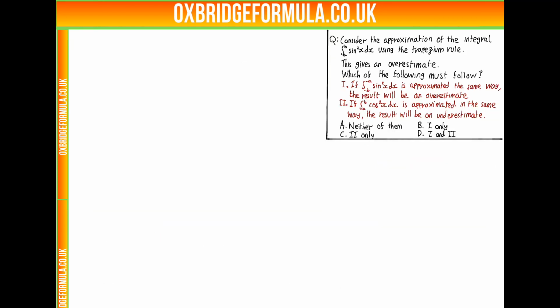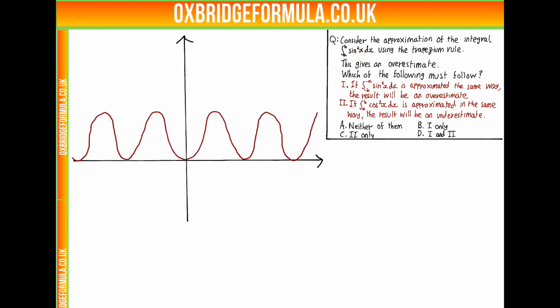The first thing to do here is draw a graph so we can get a good idea what's going on. So let's put some axes down and let's try and sketch sine squared x. It doesn't really matter what it looks like. It looks something like this, but there's one important feature which you've probably noticed: this is an even function, i.e. there is a degree of symmetry around the y-axis. And that's going to be very useful for approximating this one especially, the integral between minus b and minus a.